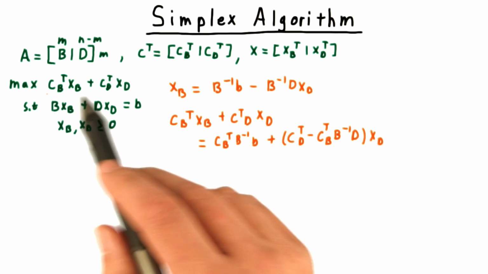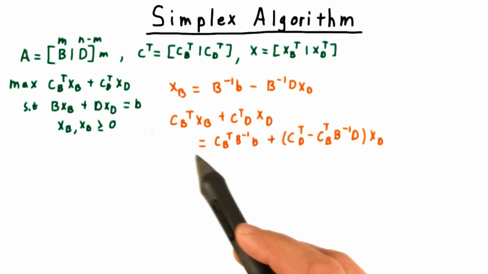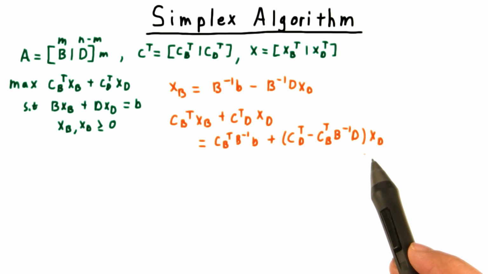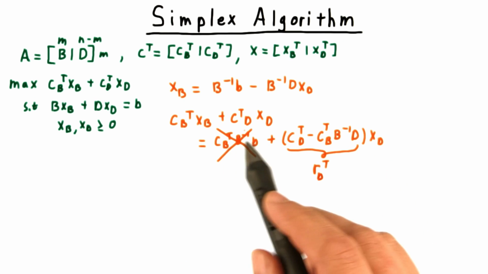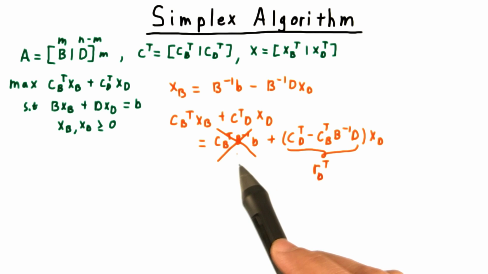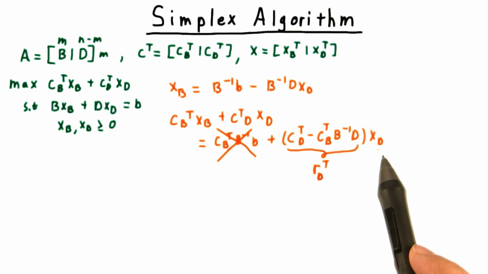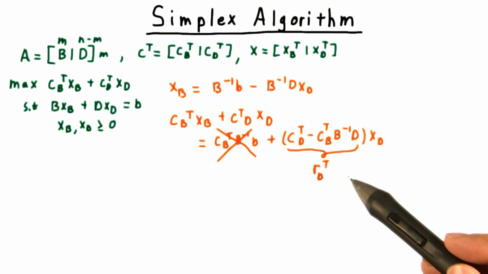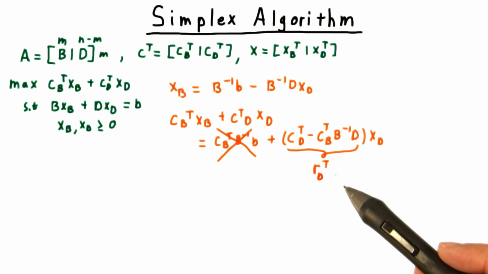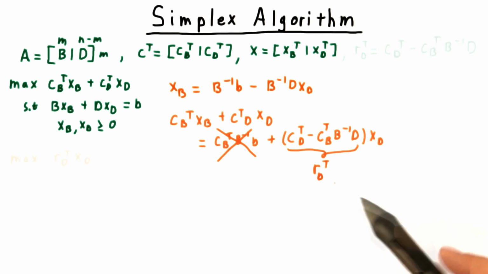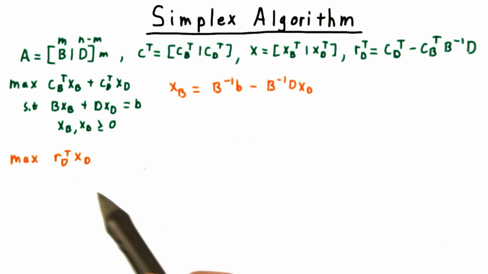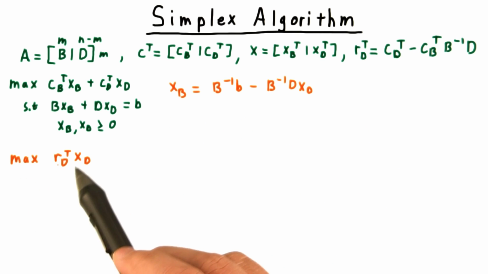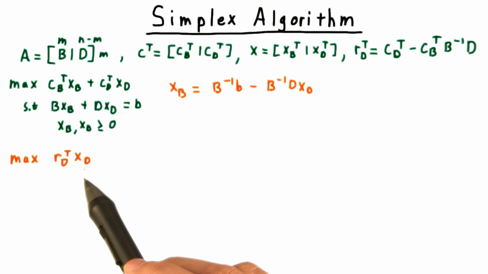First, we substitute it into the objective function, and through a little manipulation, we get this expression. This constant term here doesn't matter, since we're only considering the effects of changing x_D. This quantity that gets multiplied with x_D, however, is important enough that it deserves its own name. We'll call it r_D. In our reframing of the problem, therefore, we want to maximize r_D transpose times x_D.